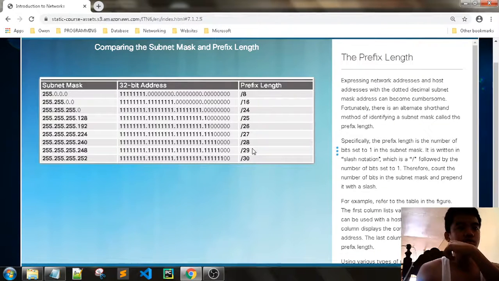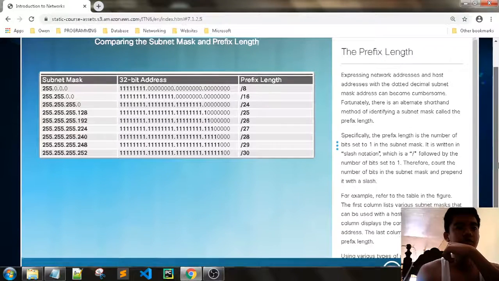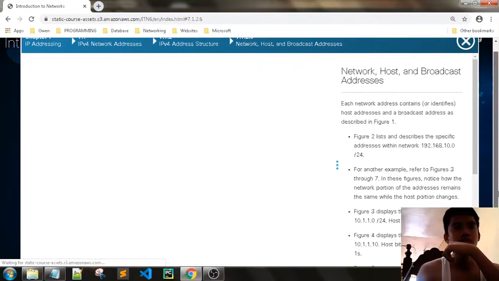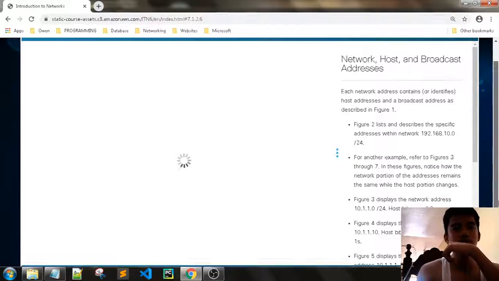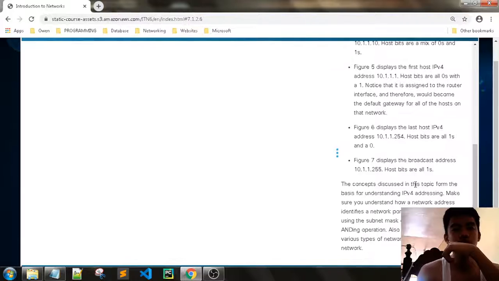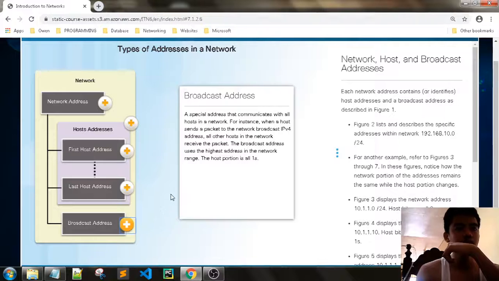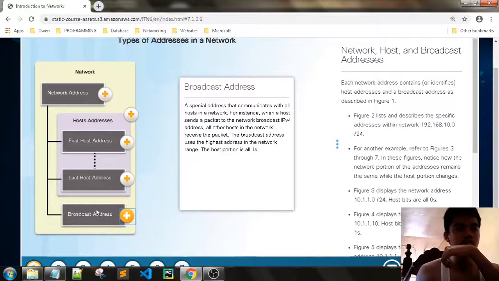We have this one, 2/30, 225, 252. Network, host, broadcast address. The network host address contains the first host address, the first host in the network, then the last host address, and the broadcast. The broadcast address has all ones in the host portion.